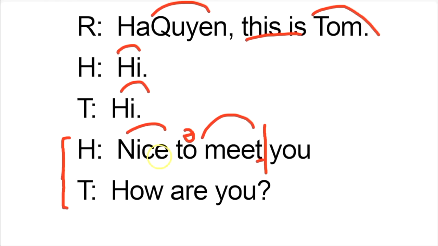Tom's phrase, how are you? He stressed the word are. How are you? You'll also hear this with the word you stressed. How are you?